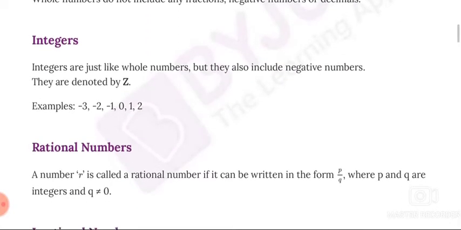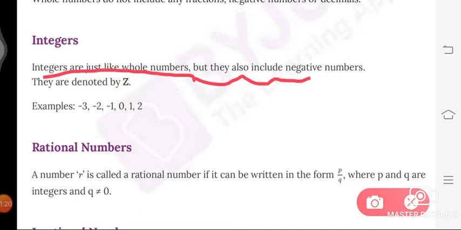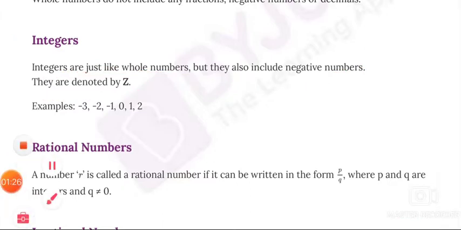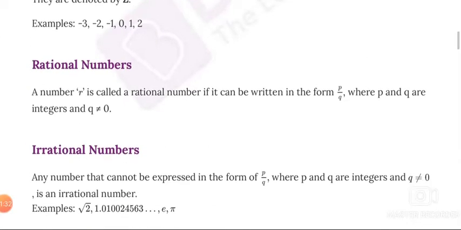So now we come to integers. What are integers? Integers are just like whole numbers, but they also include negative numbers. They are denoted by capital Z. For example, -3, -2, -1, 0, 1, 2, 3, and so on.